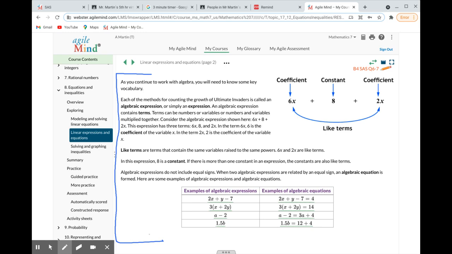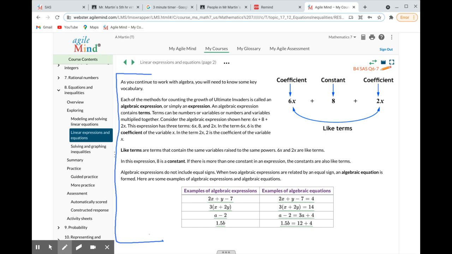In the term 6x, 6 is the coefficient of the variable x. In the term 2x, 2 is the coefficient of the variable x. Like terms are terms that contain the same variables raised to the same power. 6x and 2x are like terms. In this expression, 8 is a constant. If there is more than one constant in the expression, the constants are also like terms.